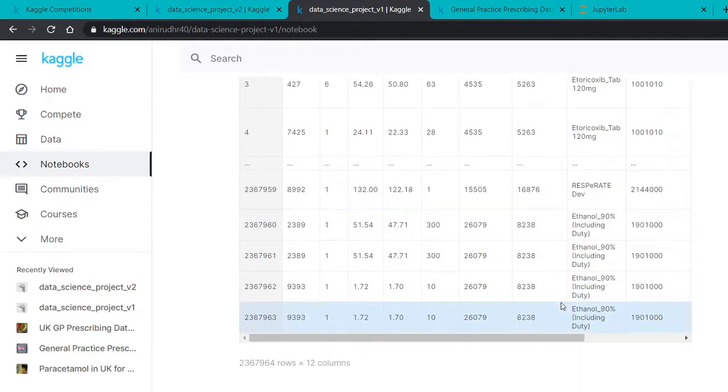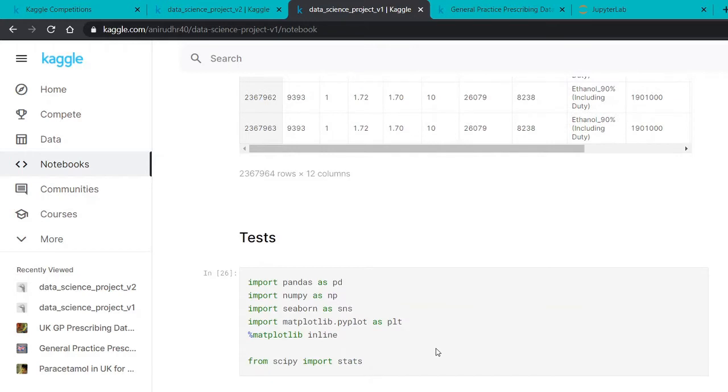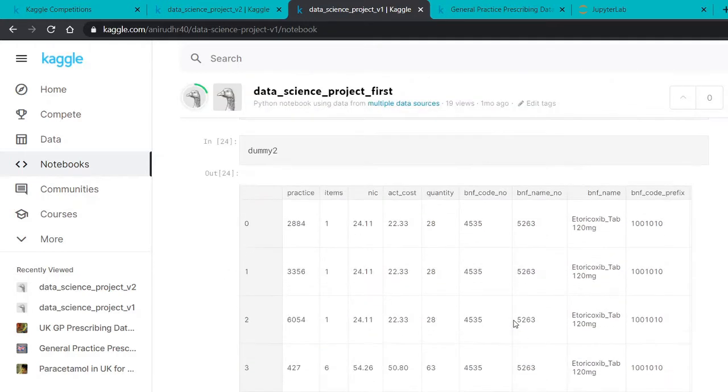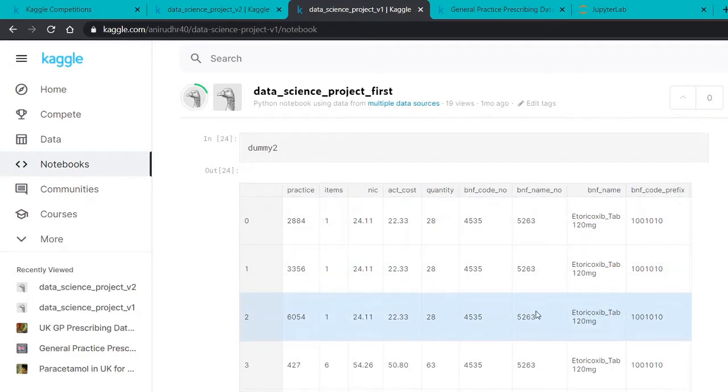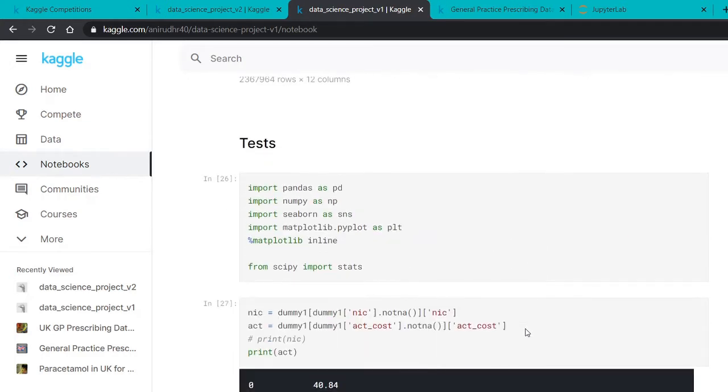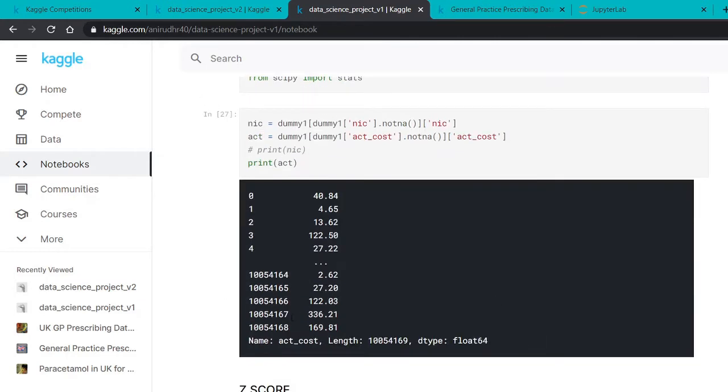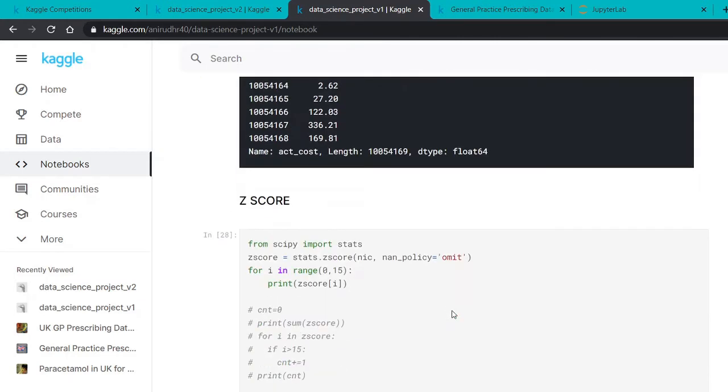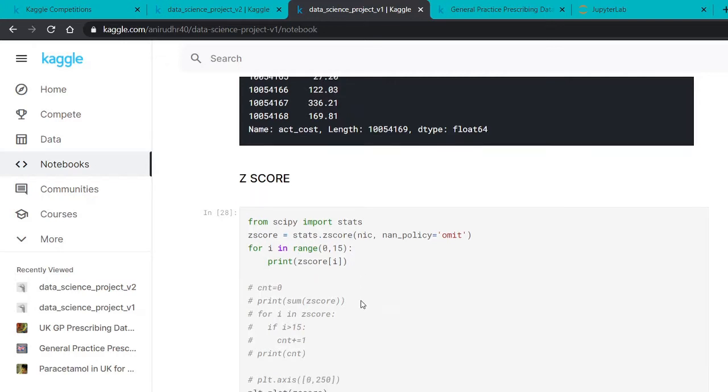Now we're going to do some basic tests, like what is the probability distribution function and what is the cumulative distribution function for different attributes in the data set. For example, we have taken NIC and actual cost. You can see the z-score. The z-score is the value minus the mean divided by the standard deviation, x minus mu divided by sigma. It's a way of standardizing the values present in a data set.